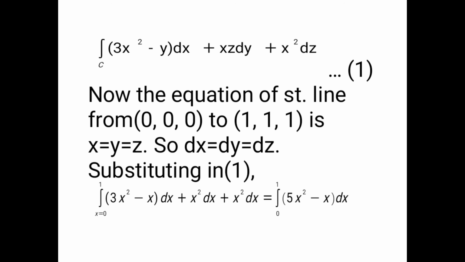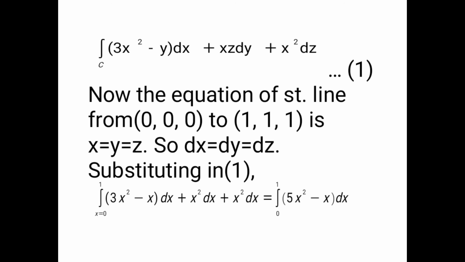So we take the equation of the line as (x minus 0) divided by (1 minus 0) is equal to (y minus 0) divided by (1 minus 0) is equal to (z minus 0) divided by (1 minus 0), and therefore it becomes x is equal to y is equal to z. So this is the equation of the straight line joining (0, 0, 0) to (1, 1, 1). x is equal to y, y is equal to z. So if you differentiate, you see that dx is equal to dy is equal to dz.